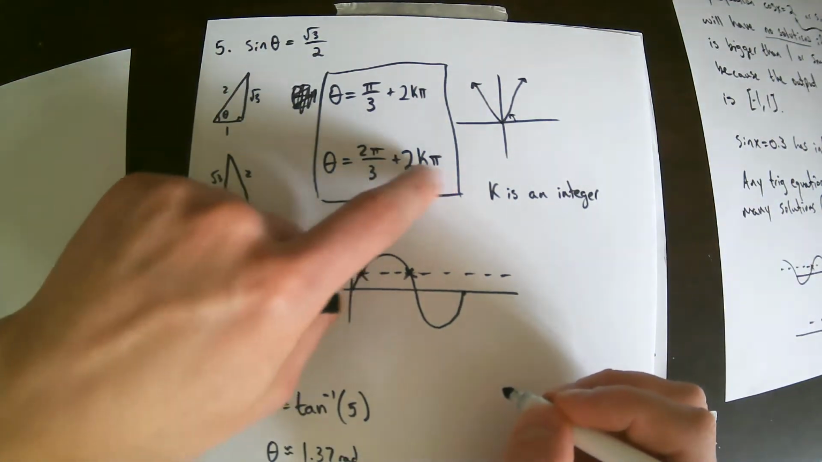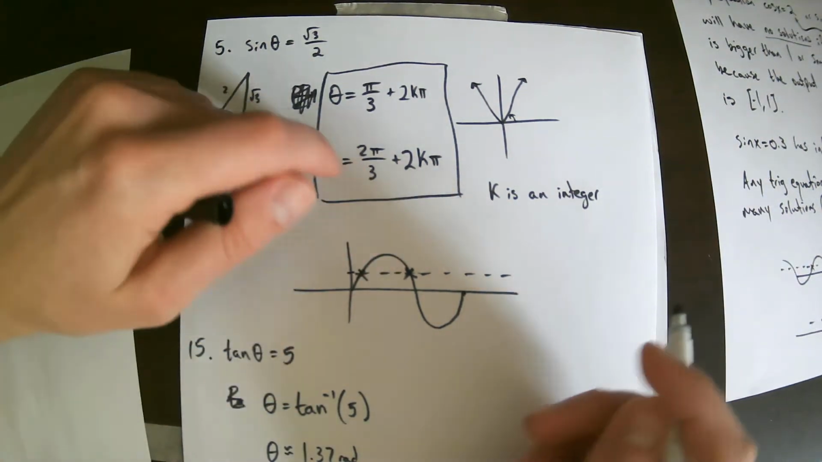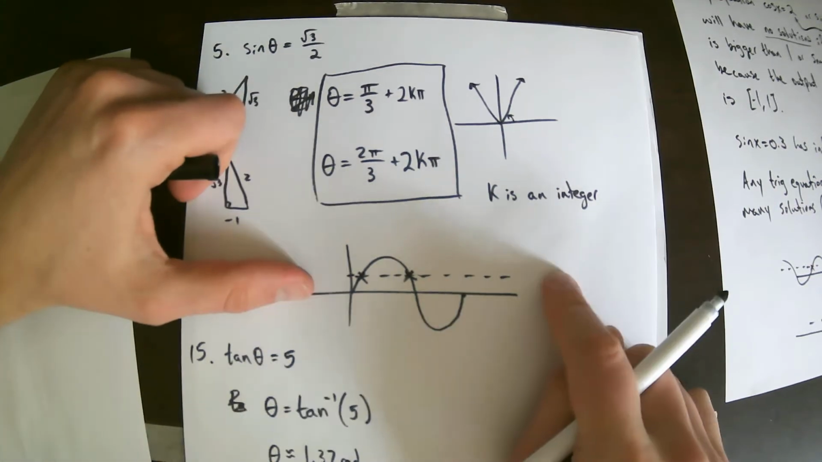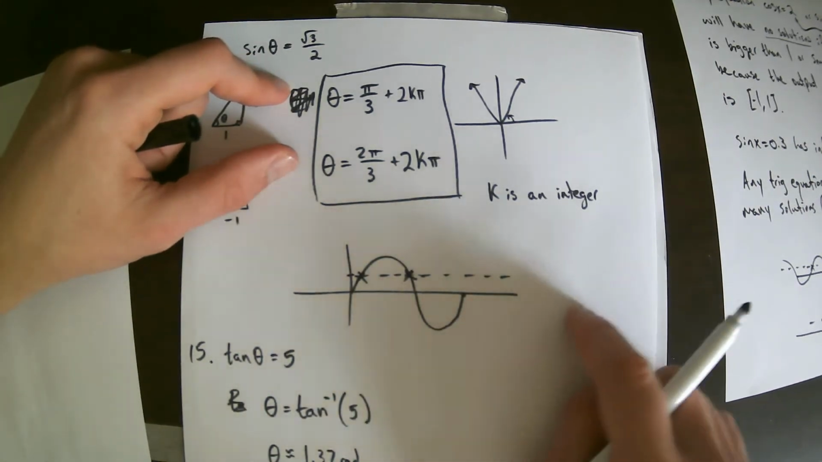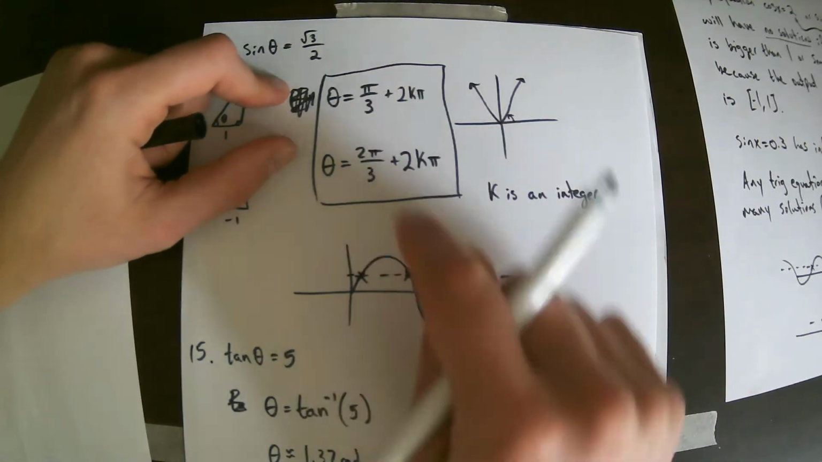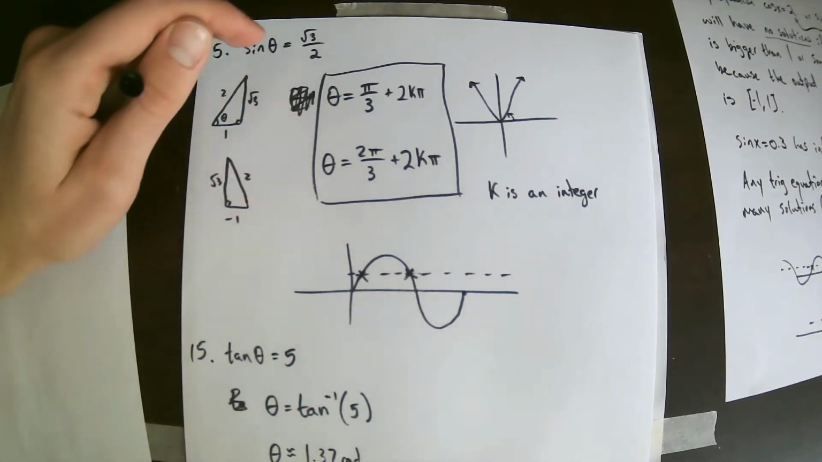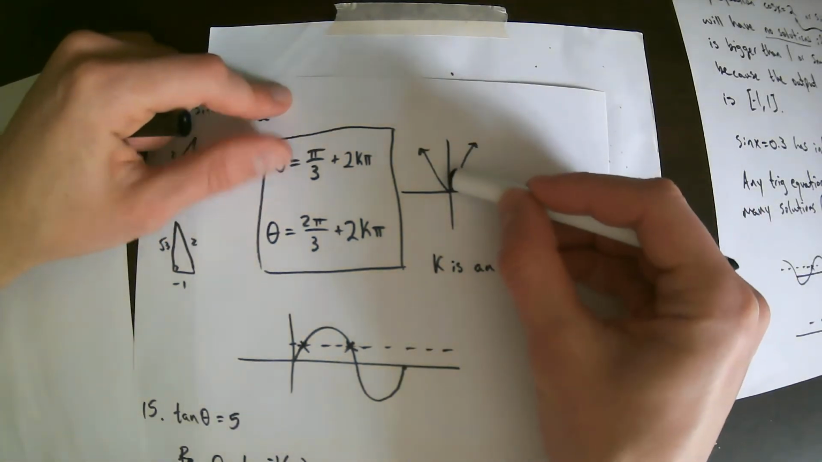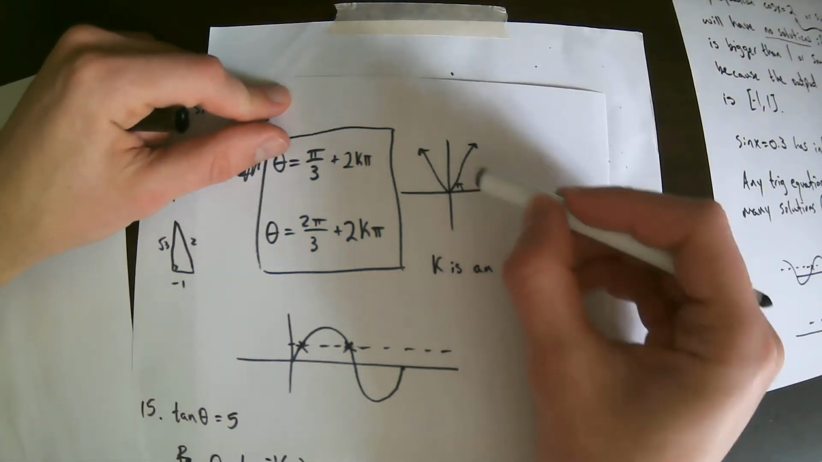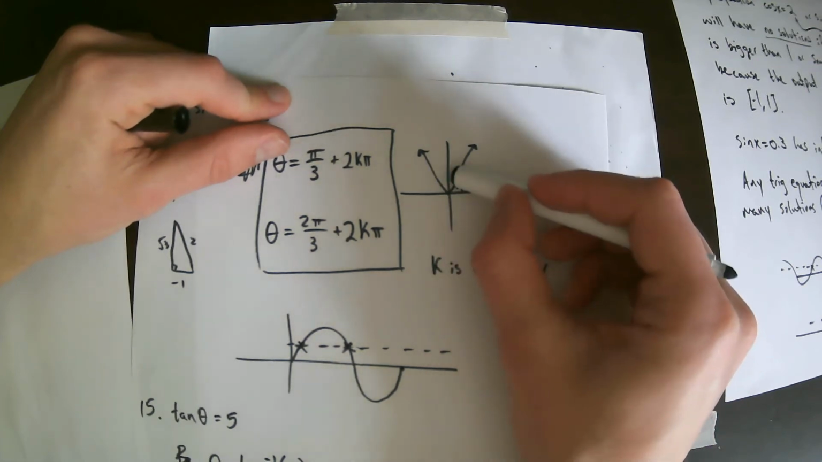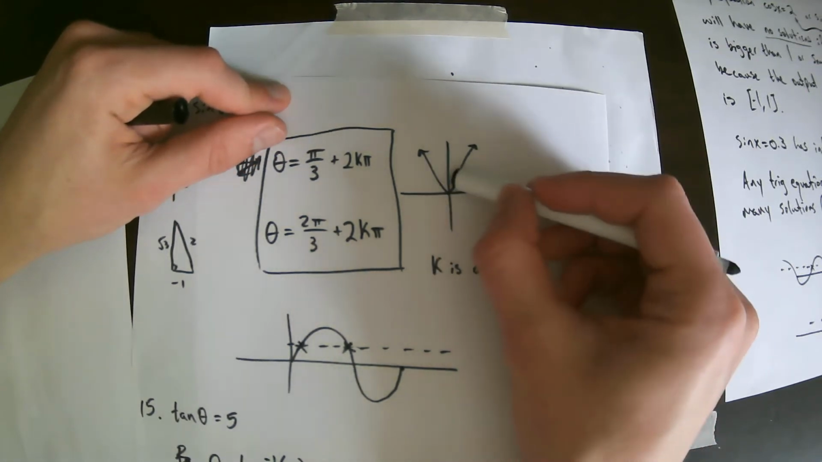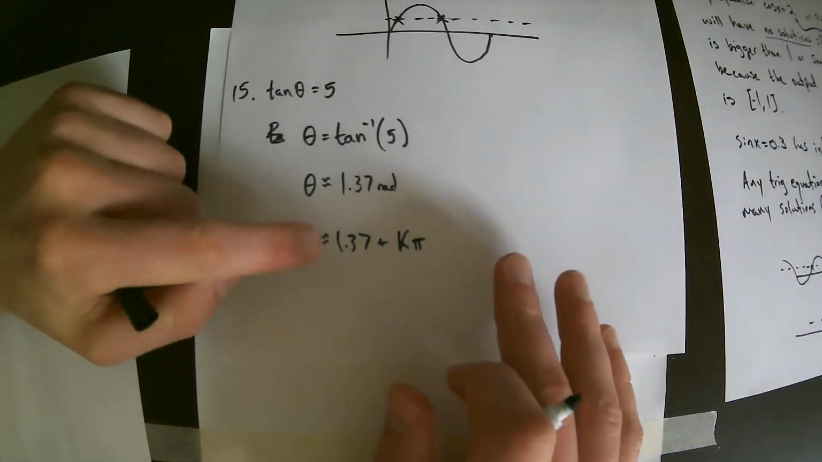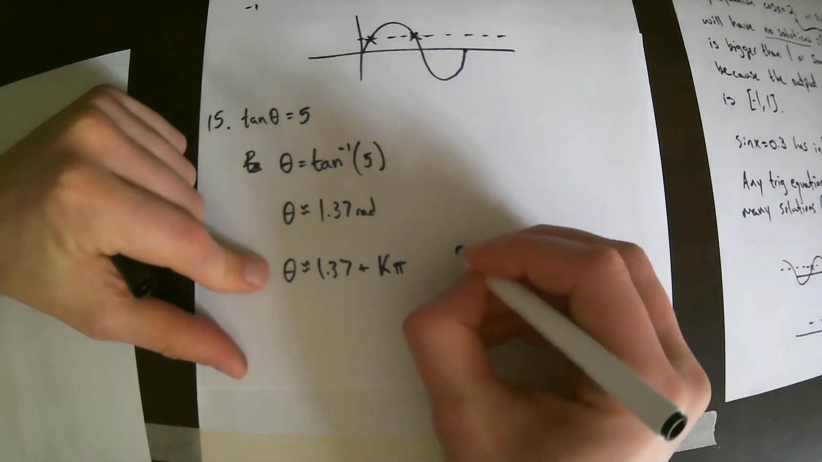So these are integer multiples of 2 pi. So when k is 0, we just have the base angles. When k is 1, we have 1 rotation. When k is 2, we have 2 rotations. When k is -1, we have 1 rotation going backwards. You can think of it on this picture too. When k is 1, for this angle, I go around 1 more time. When k is 2, I go around twice. When k is -1, I go around backwards. And all of those angles satisfy this equation.